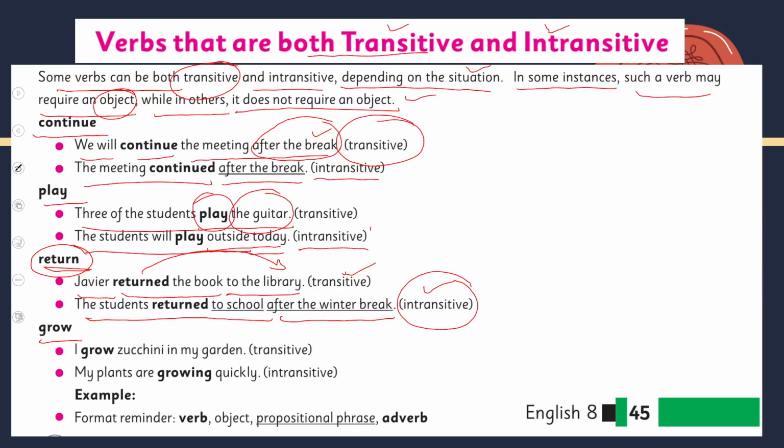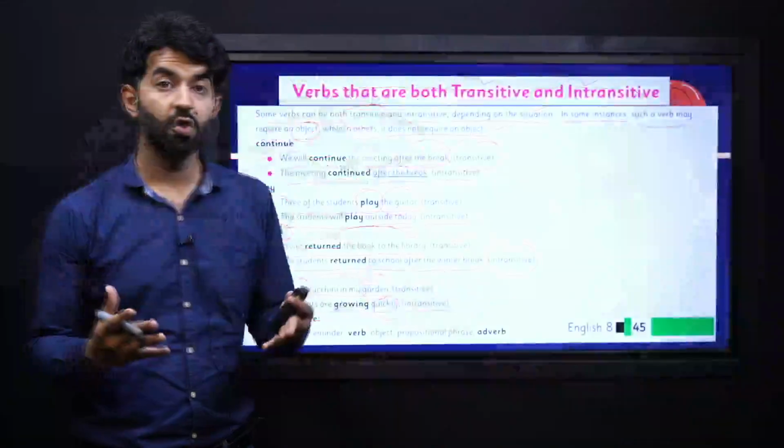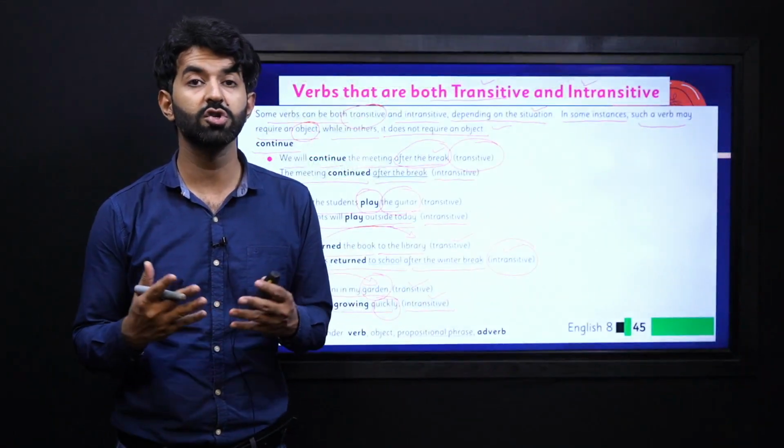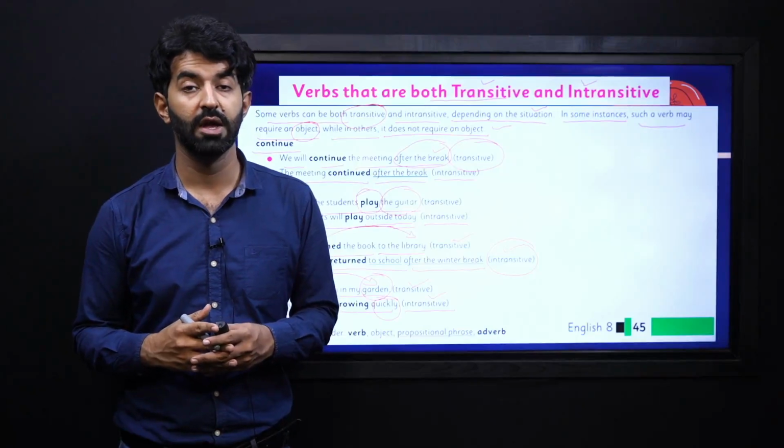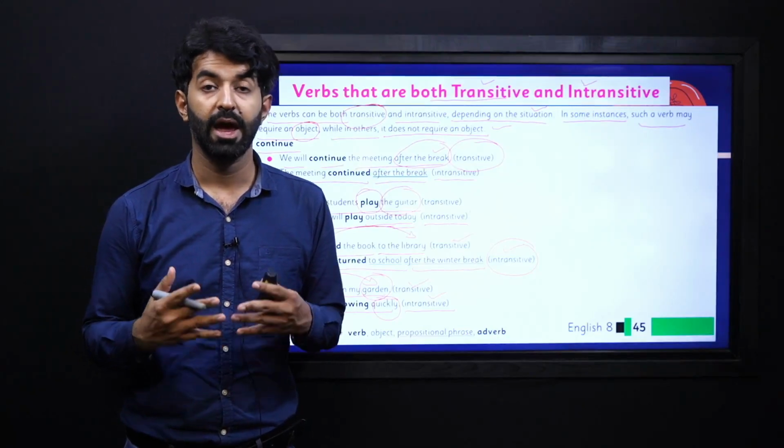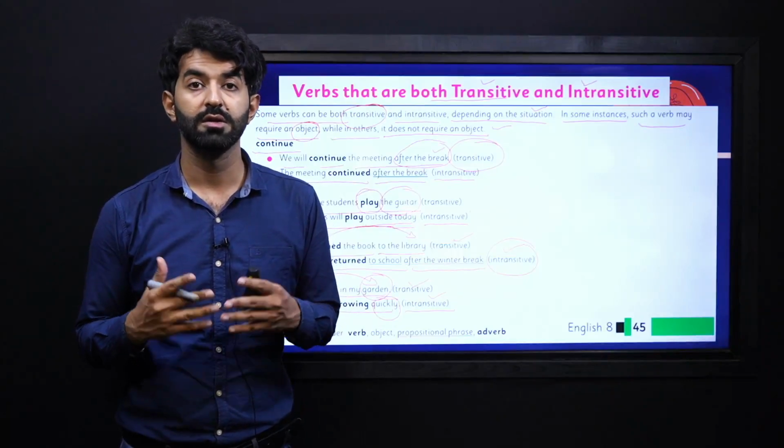The word grow here can function as both transitive and intransitive. For example, I grow zucchini in my garden. This is transitive because this verb requires a direct object, which is zucchini. And my plants are growing quickly. Here you can just see an adverb and there is no direct object mentioned, hence it is intransitive. So you saw that these words can function both transitive and intransitive, and it depends on the situation, and still they are in their complete sense.